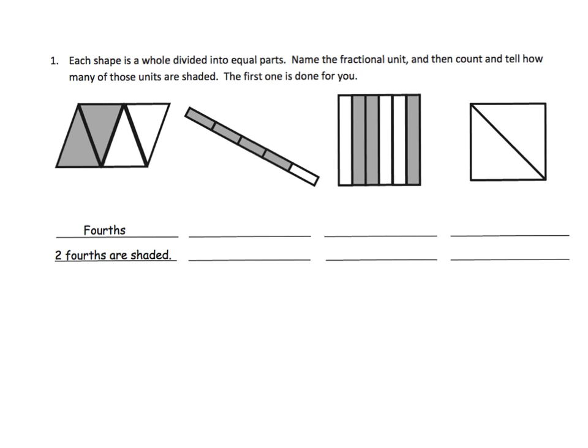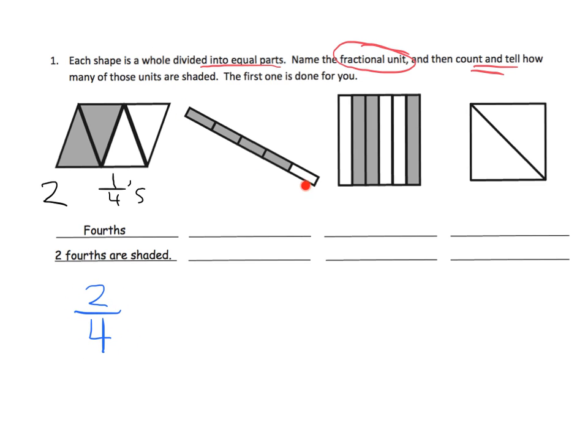So in this one, we're told that each shape is cut into equal parts. We're supposed to name the fractional unit and then count and tell how many of those units are being shaded. The first one's been done for us, which is we can see that it's been cut into 4 equal parts, so that means those are 4ths, and 2/4 are shaded. Now, they're not asking us to write the fraction yet. Another way to say it would be 2 1/4 has been shaded in, which is really how we want the students to be thinking about this at this point. We don't need them thinking about the fraction here.